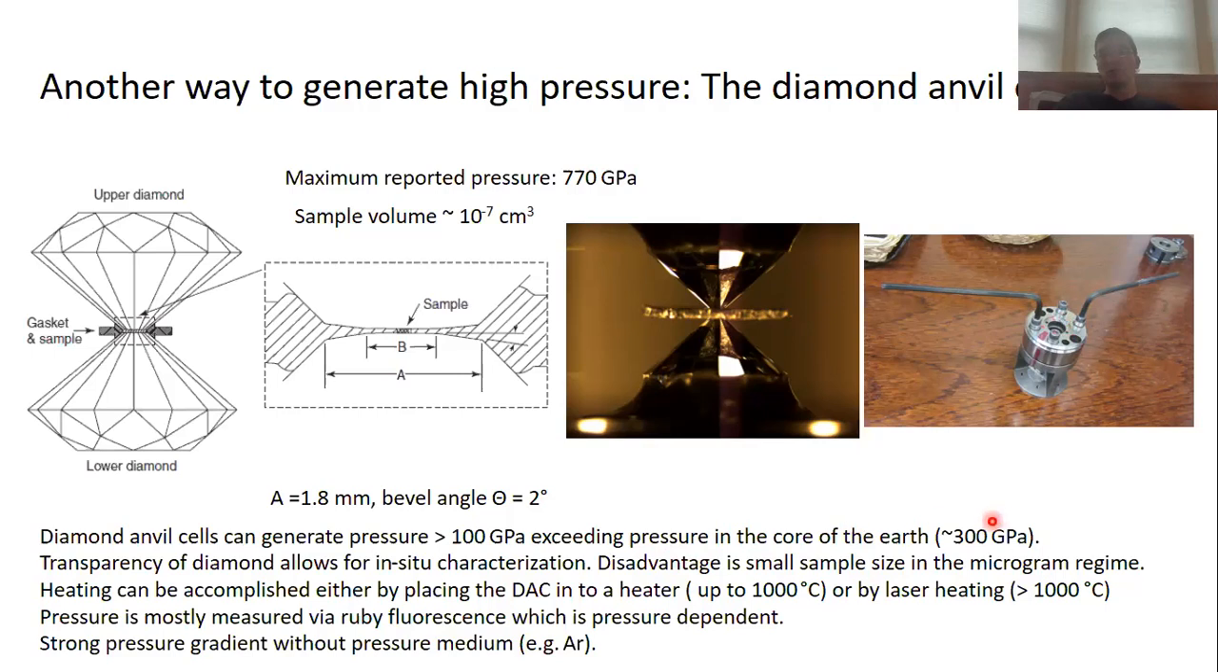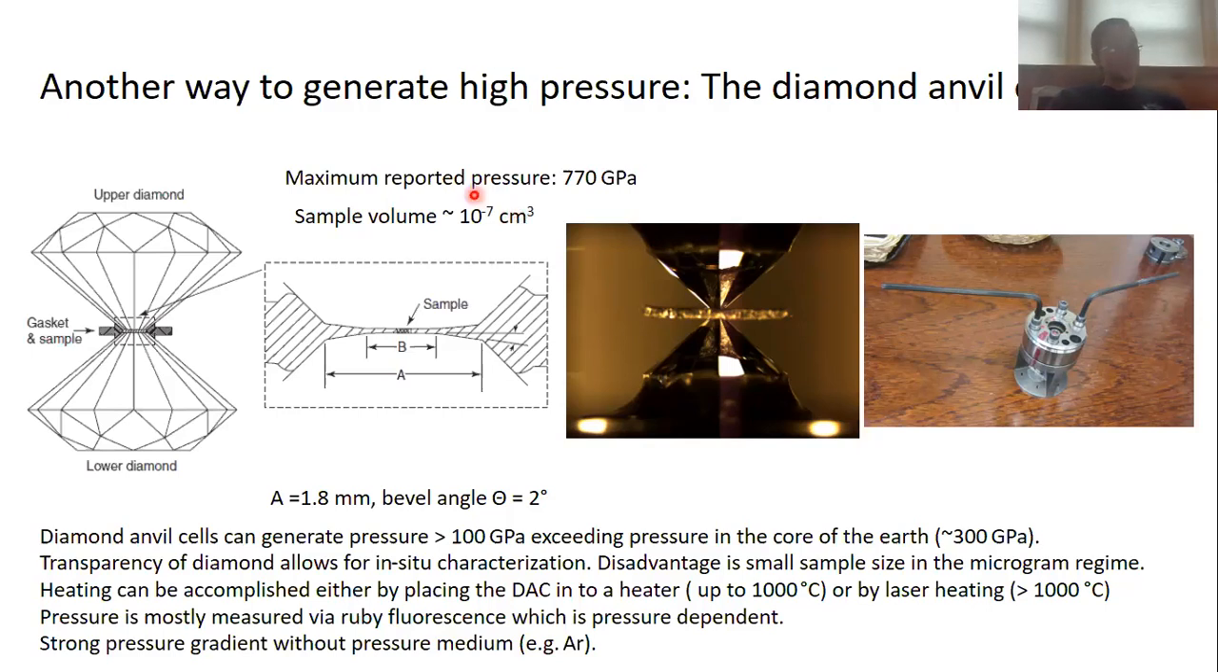So at the core of the Earth, we have approximately a pressure of 300 gigapascal, so 770 gigapascal is about twice as much. But as I said, this comes at the expense of sample volume. So your sample volume is only approximately 10 to the minus 7 cubic centimeters. Okay, so it's very hard to actually do post-analysis of your sample. On the other hand, you don't need to in many cases because of the transparency of the diamond anvils.